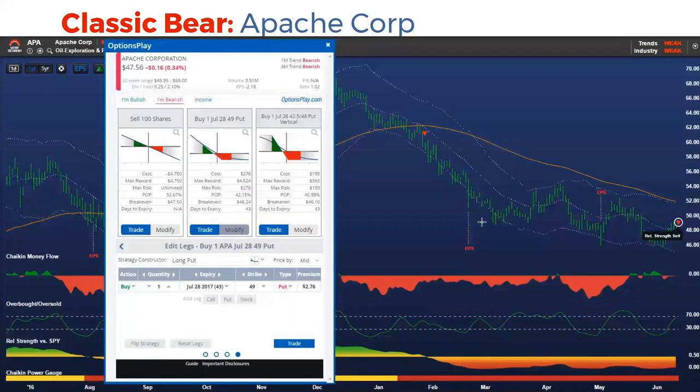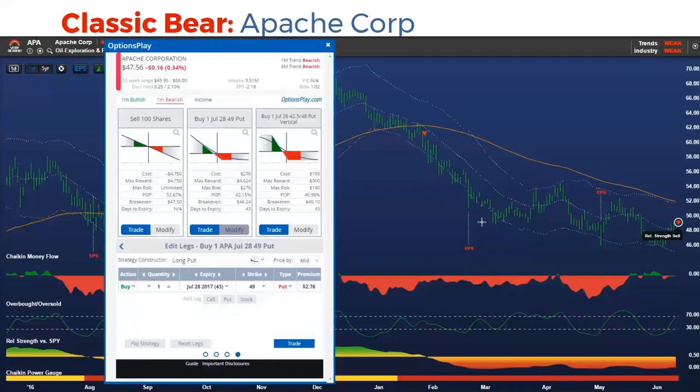And then I looked at the signals. Which one of these classic bears had a signal that popped up in the last day or two? This one had one that popped up today. So what did I do? I went into the options market. I opened up our options play feature, and I went in and identified a July put.